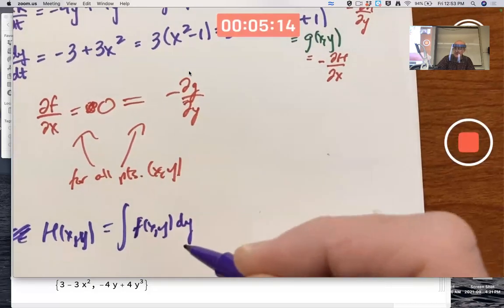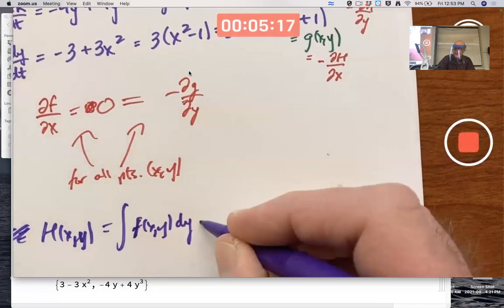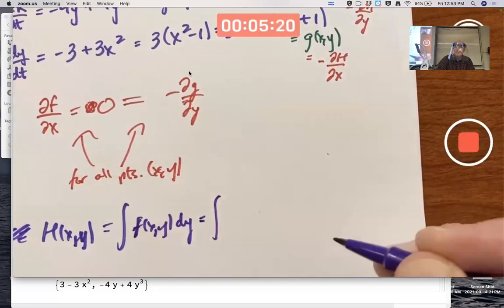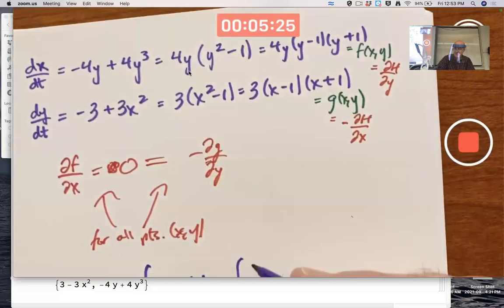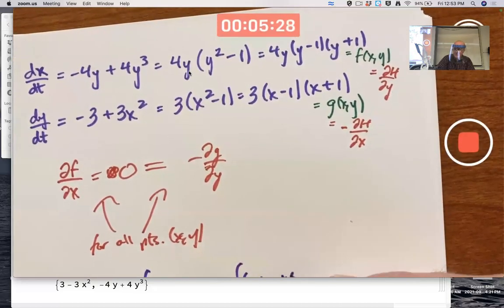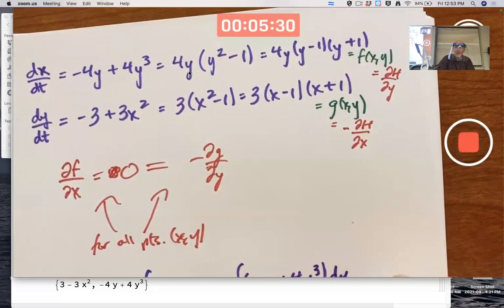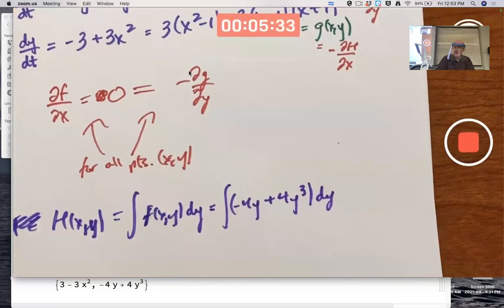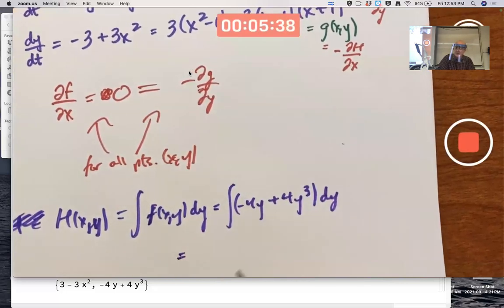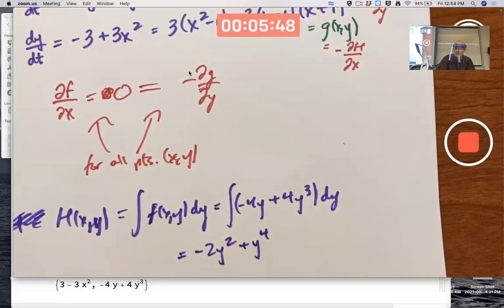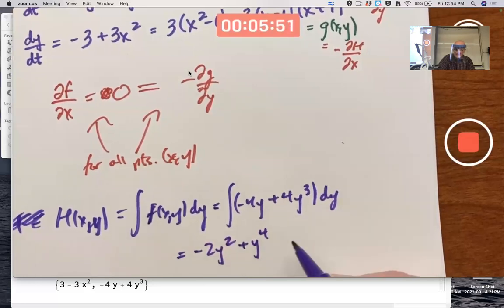However, it is still a little tricky to think about because what about the x? What do you do with the x? f, in its first form, has formula negative 4y plus 4y cubed. There's no x there. How is this thing ultimately also going to depend on x? That's a little bit of a mystery. Go ahead and do the integral. Integral of negative 4y is going to be negative 2y squared. Integral of 4y cubed is going to be plus y to the fourth. Plus c, should I write a c?